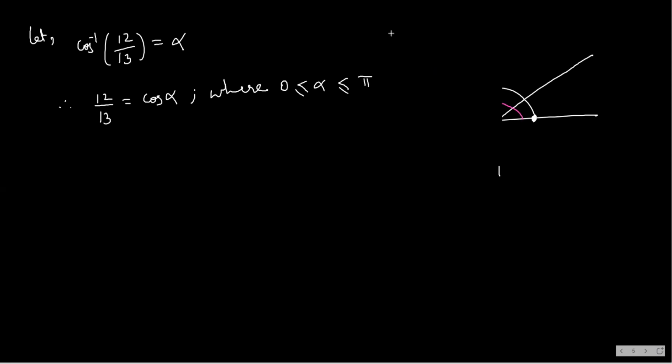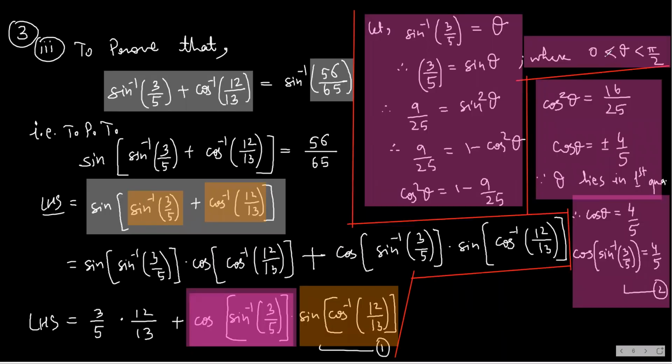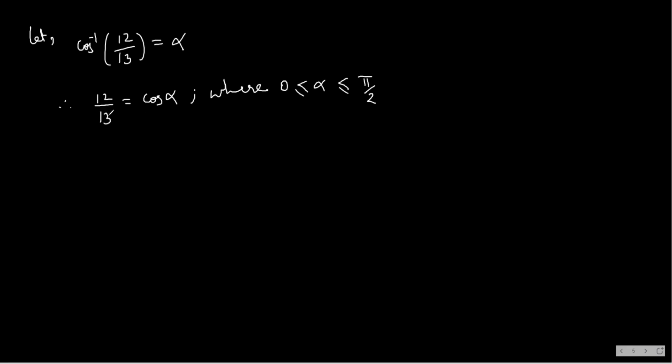So here it is. So what do I write? Now I will be more precise, and I will write alpha is greater than or equal to 0, less than or equal to pi by 2. It is in the first quadrant. Here also I'll write like this. So next, cos of alpha is 12 by 13.